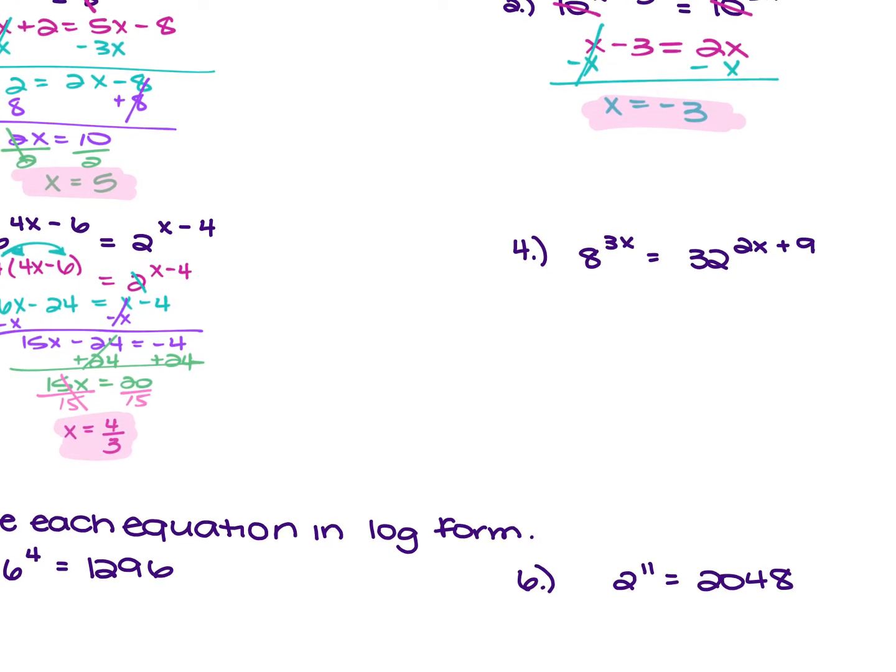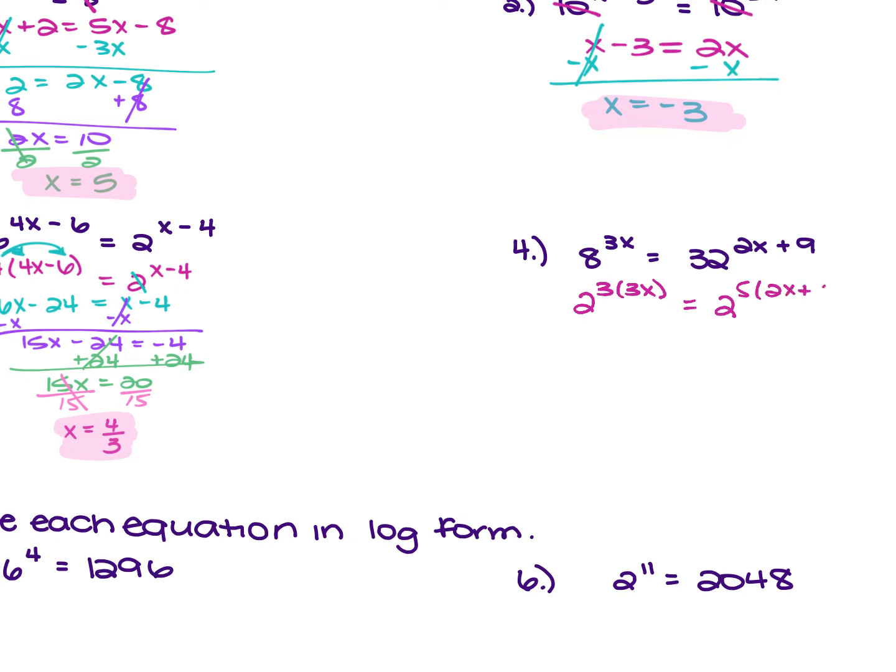For number 4, same thing as number 3. You have 8 to the power of 3x is equal to 32 to the power of 2x plus 9. The 8 and the 32 are not the same, so you need to turn them into the same number. 8 is your smaller number. Can you raise 8 to a power to make it 32? No. So you've got to turn that 8 into something even smaller. 8 is 2 to the 3rd power. So we're going to write this as 2 cubed to the power, or times the power of 3x. That 32 is 2 to the 5th power.